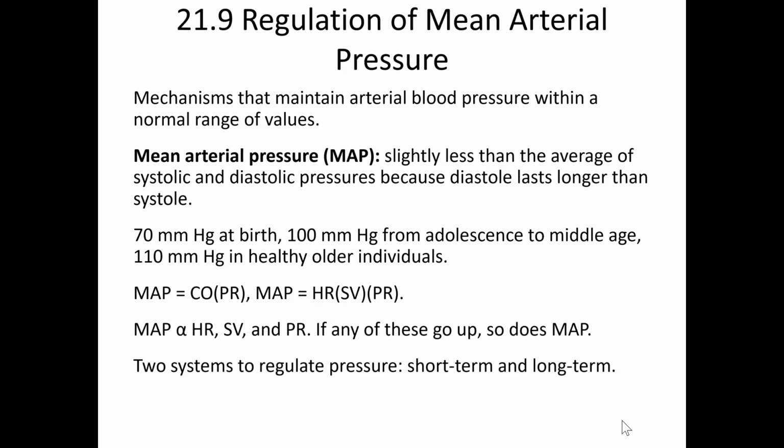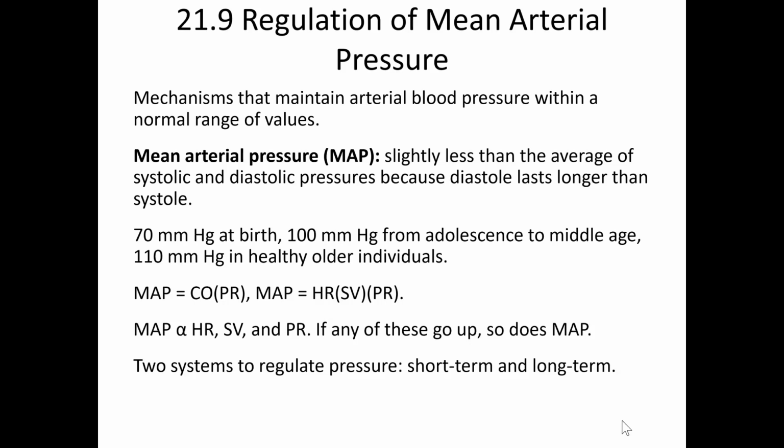And these are some equations that we have seen before. That MAP is going to equal our cardiac output multiplied by our peripheral resistance. Or we can also use the equation of heart rate multiplied by stroke volume, because that is the equation for cardiac output, and multiply that with peripheral resistance. Also note that MAP is going to be proportional to heart rate and stroke volume and peripheral resistance. So if any of these values increase, then our MAP is also going to increase.